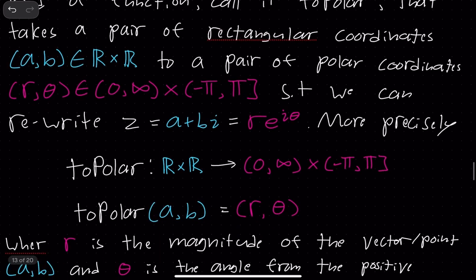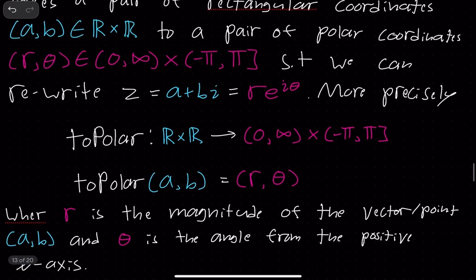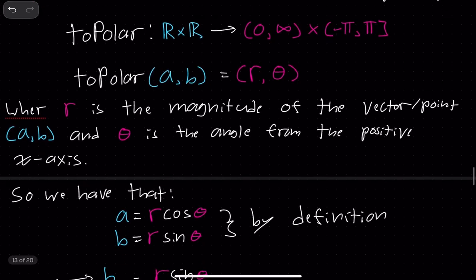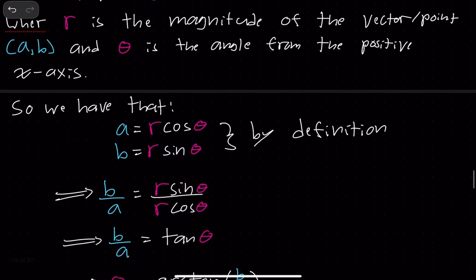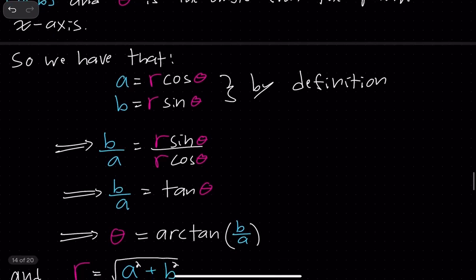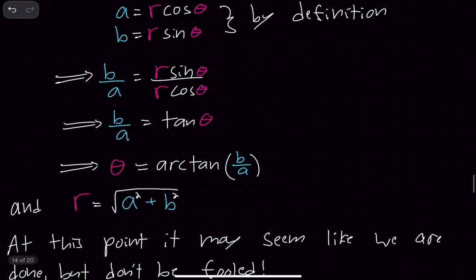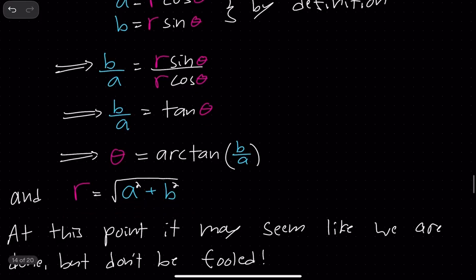So what we're trying to do is figure out how to rewrite z, which is a plus bi, into r e to the power of i theta, where, again, r is the magnitude of the vector, and theta is the angle from the positive x-axis. So we have by definition that a is r cosine theta, b is r sine theta, and just from basic algebra, we can figure out that theta is just arctangent of b over a, and the magnitude r is just the square root of a squared plus b squared, just your traditional vector norm.